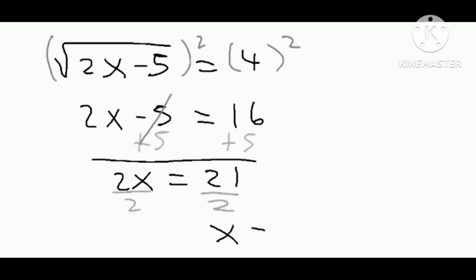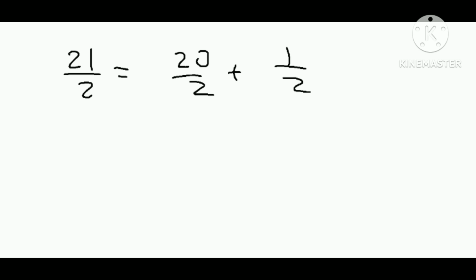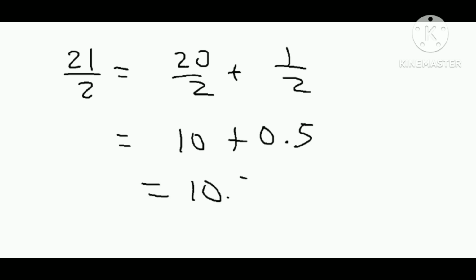So now we have our answer. It's 21 over 2. And if you want to turn 21 over 2 into a decimal, you can rewrite it as 20 over 2 plus 1 over 2, since 20 plus 1 is 21. 2 goes into 20 10 times, and a half is basically 0.5. So 21 over 2 is 10.5 as a decimal.